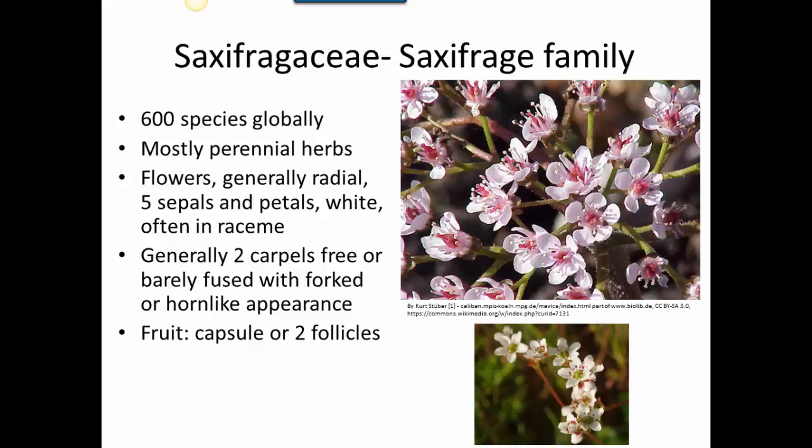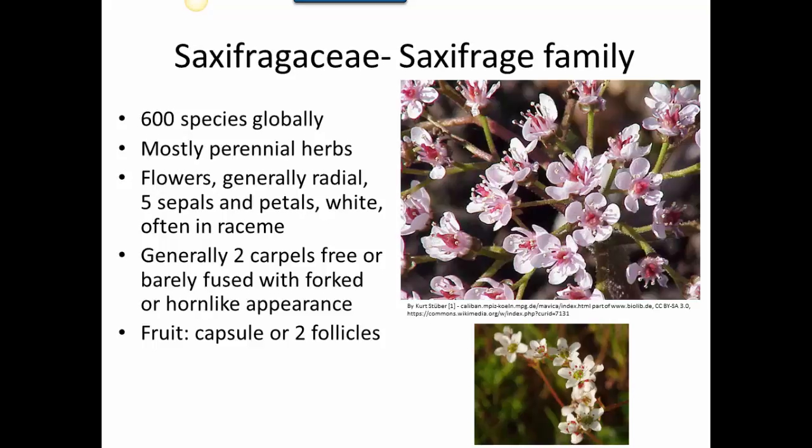The last family of eudicots that I want to look at is the saxifrage family, Saxifragaceae. And this includes about 600 species globally. So there aren't quite as many species in this family, but I decided to include it because we'll encounter a lot of members of this family on our field trips. So I wanted you to be familiar with some of these characteristics.